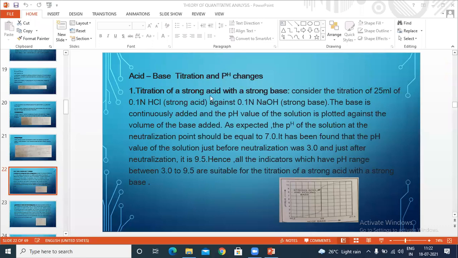Consider the titration of 25 ml of 0.1 HCl, that is a strong acid, against 0.1 NaOH, which is a strong base. The base is continuously added and the pH of the solution is plotted against the volume of the base added. This is the graph which we have to see here. So what we have to do in acid-base titrations is simply take an acid, around 25 ml or 20 ml. That depends on the availability of acid in the laboratory.